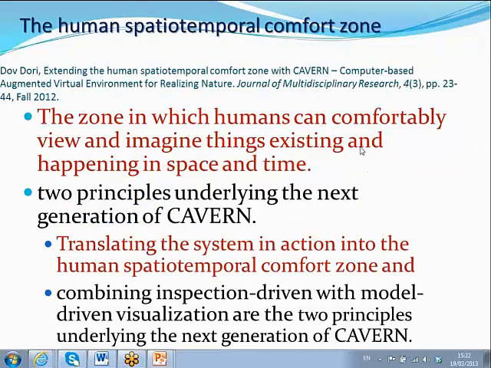I want to spend a few minutes on another issue that I mentioned. Some of you may have heard it in the COG-InfoCom conference in Kosice a couple of months ago. The human spatiotemporal comfort zone is a zone where people feel comfortable with respect to size and time orders of magnitude. So it's the zone in which humans can comfortably view and imagine things existing and happening in space and time.